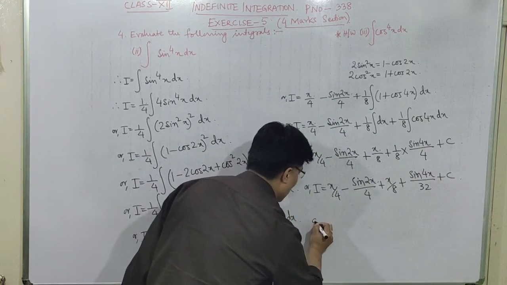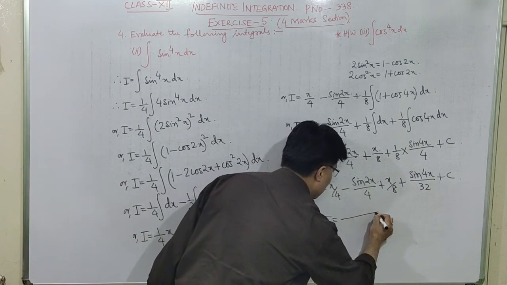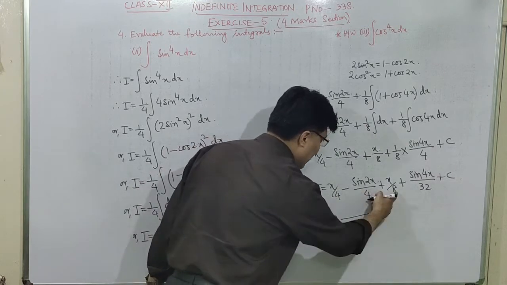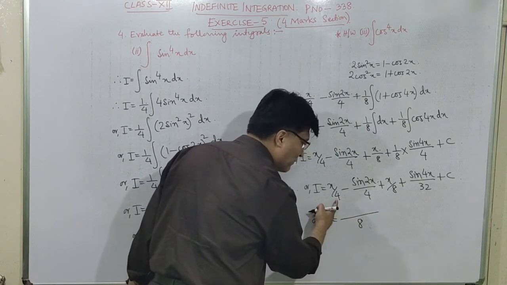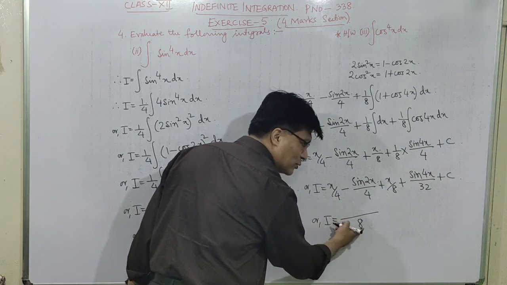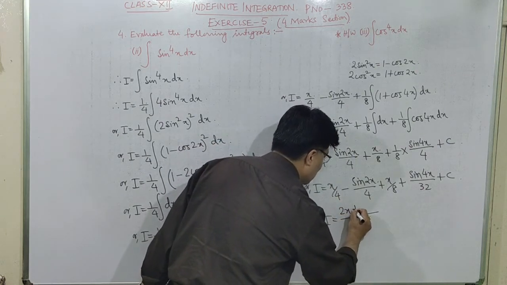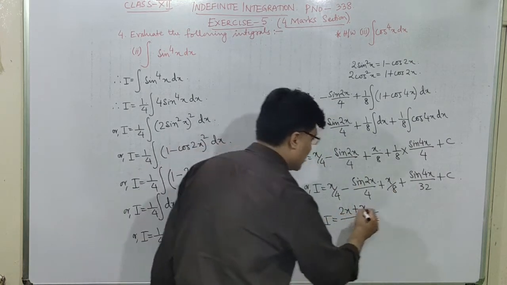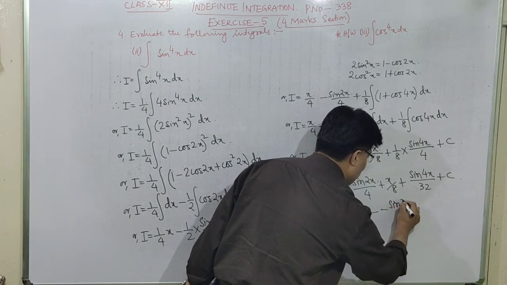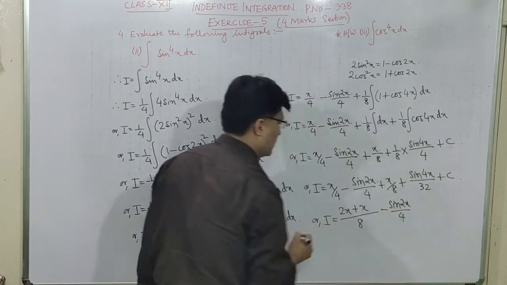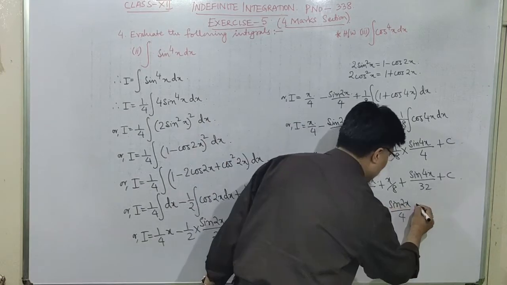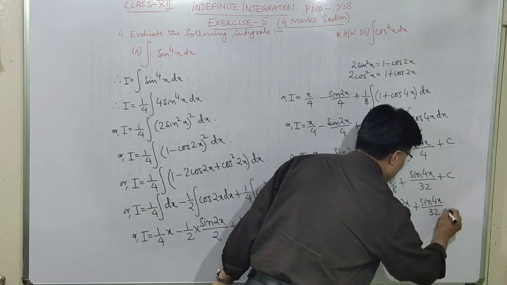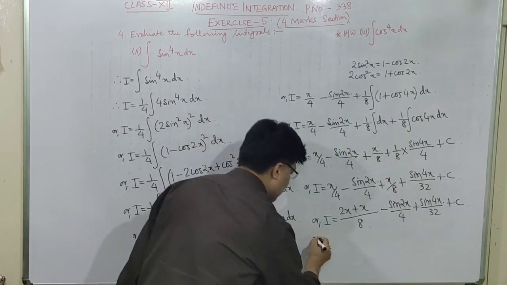8, isn't it? Or I is equal to, here the LCM is 8 for the first term and the third term only. 4 and 8. What's the LCM? 8. So 8 is divided by 4. 8 by 4 is 2, so 2 into x, 2x plus, now divide 8 by 8, that is 1. 1 into x is x. So it is minus sine 2x upon 4. Is that clear? Then plus sine 4x by 32 plus c. It is only simplified. Okay.